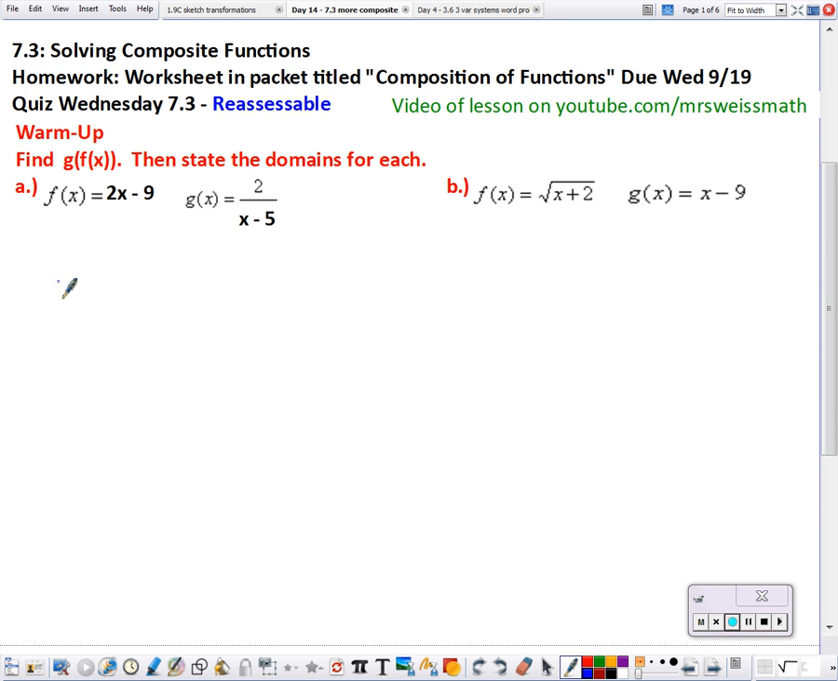Okay, for A, I need to do g of f of x. So that means I'm taking 2x minus 9 and plugging it into any x in the g function. That happens here, so I get 2x minus 9 minus 5. I have to simplify that.